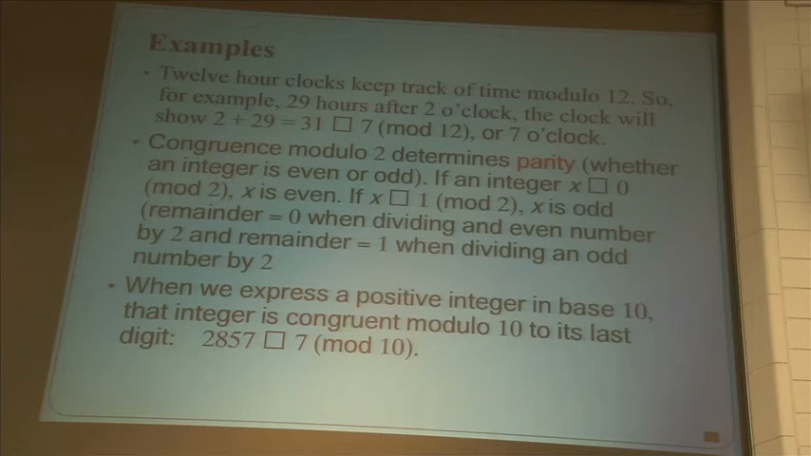And then, like I said, positive integers in base 10, it's congruent to its last digit. So, go back to the example with 53 and 63. 53 divided by 10, remainder 3. You did 57 divided by 10, remainder 7. It's always the last number when you're working with base 10 or modulo.